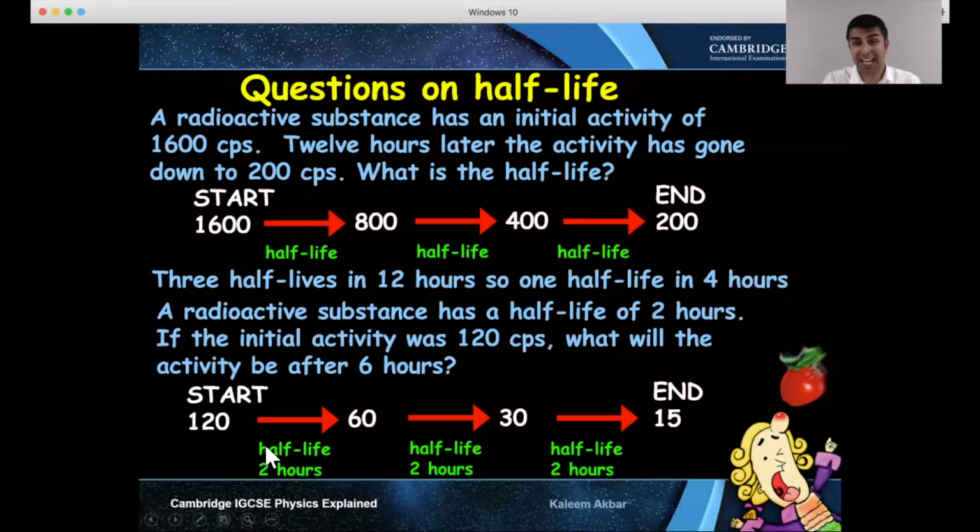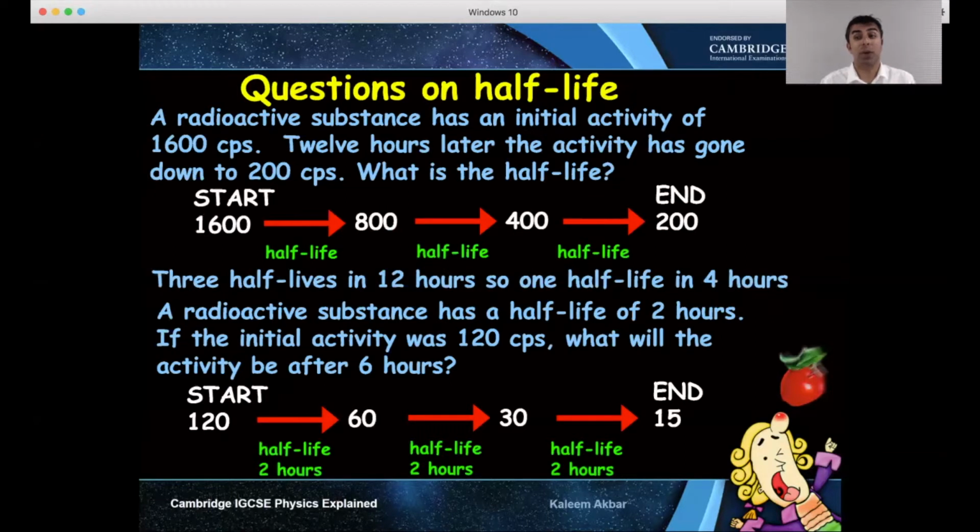I hope you understand if I asked you, let's use this as our starting point and figure out what the activity is 4 hours before. Well, we know the half-life is 2 hours. So basically 4 hours before is 2 half-lives. So I don't halve it once, I don't even halve it twice. I double it twice because I'm going the other way.